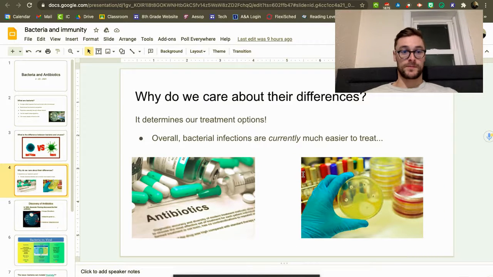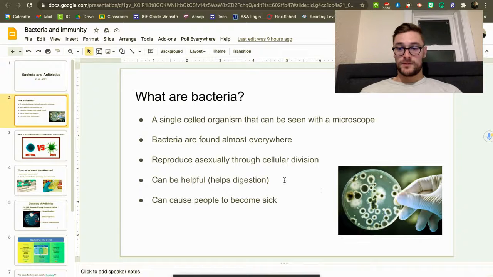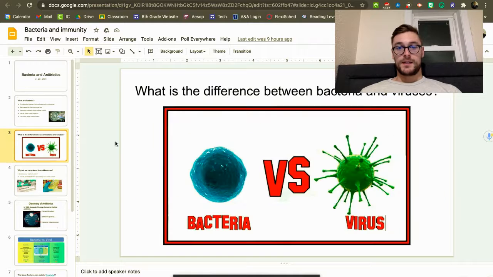It can be helpful. So if you've ever had yogurt, that helps with your digestion. It can also cause people to become sick, as you know, with pneumonia, which I think might be a bacterial infection. Staph, I think, is also another one, so they can cause people to become very sick. The next question: what is the difference between bacteria and viruses?